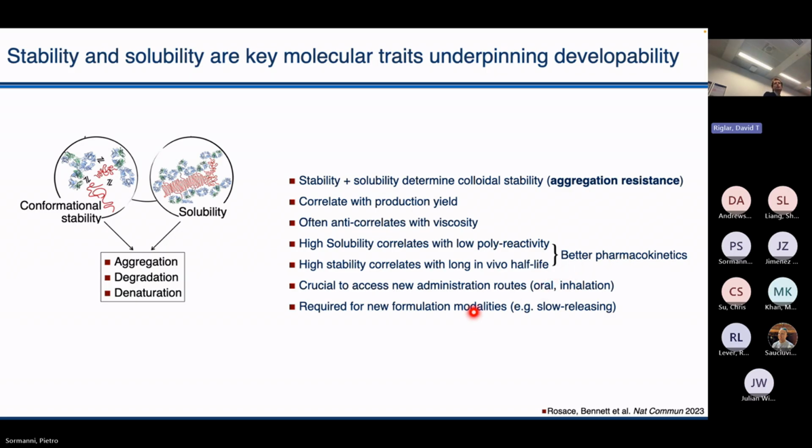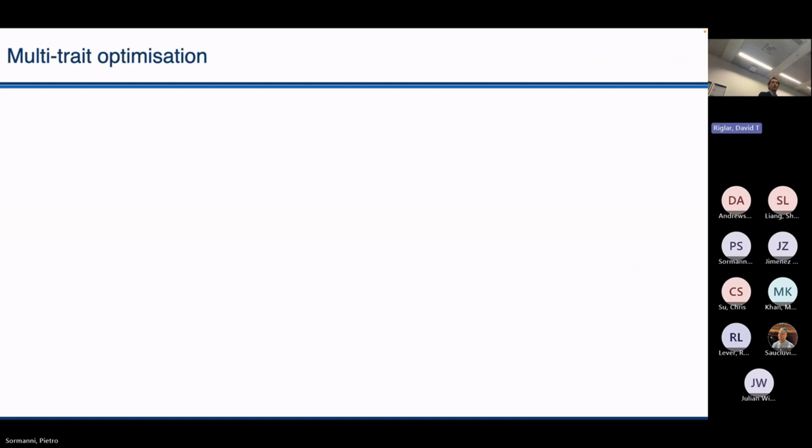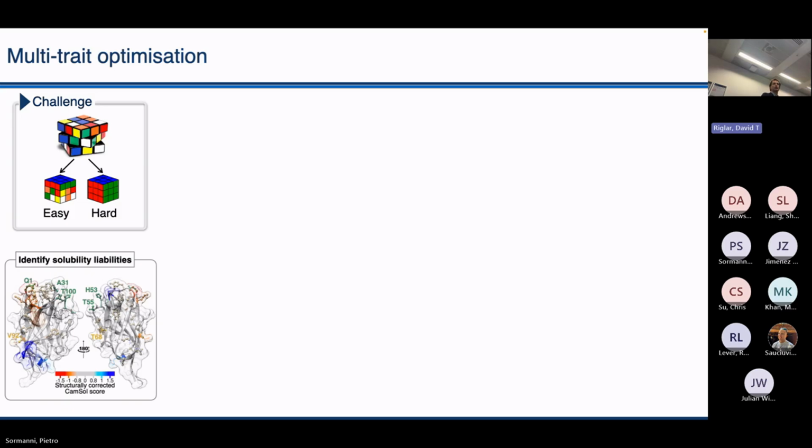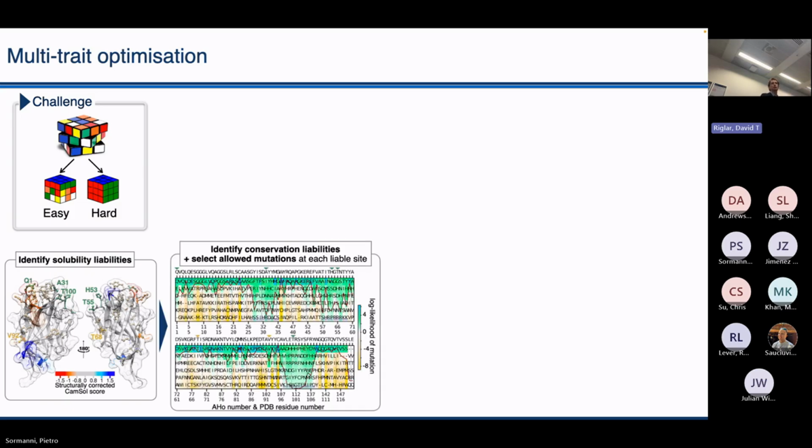And they're also very important to assess new administration routes, in particular oral administration or inhalation, and they are required for some fancy formulation modalities like slow releasing and so on. So our pipeline works by identifying some liabilities for the solubility with our tools, and then we look at conservation.